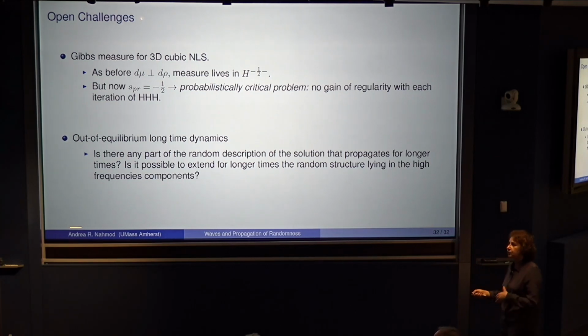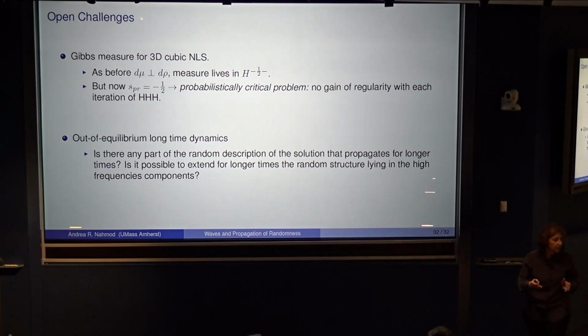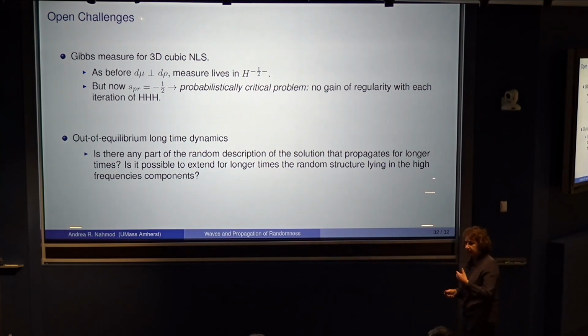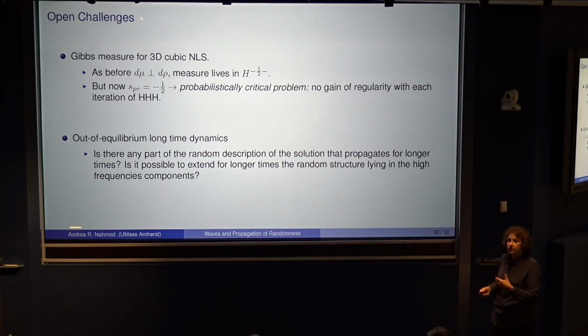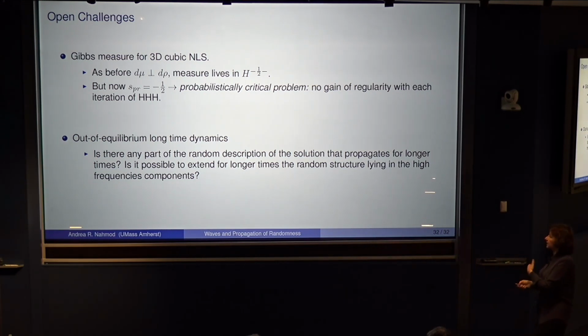And the last problem that I want to put forward is what I call the out of equilibrium long-time dynamics, which is the theorem that I showed that gives you a very precise description of how the solution looks like and the random structures of the solution for short times. And so if you are in the support of the Gibbs measure, you're in equilibrium. If you get out of the support of the Gibbs measure, even if you're smoother, you're out of equilibrium. Then you want to know how much of this random description survives. If, for example, it's possible to extend for longer times the random structure that lies, for example, in the high-frequency components, which is what we had.